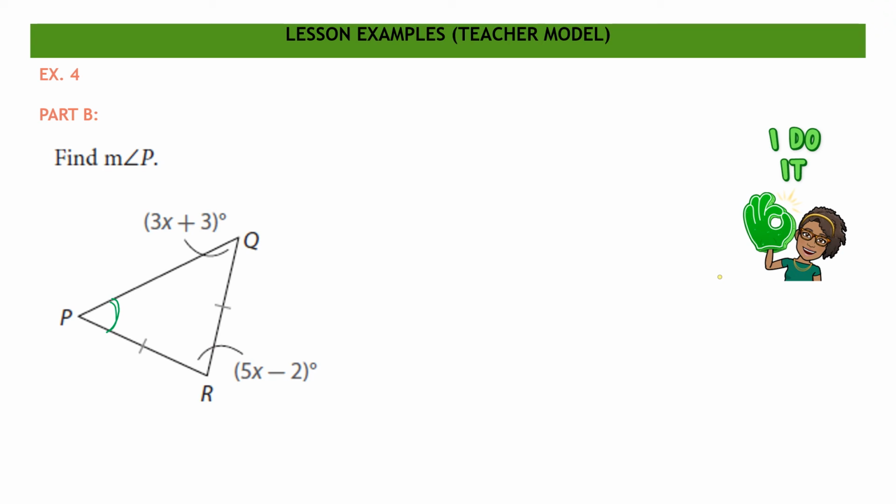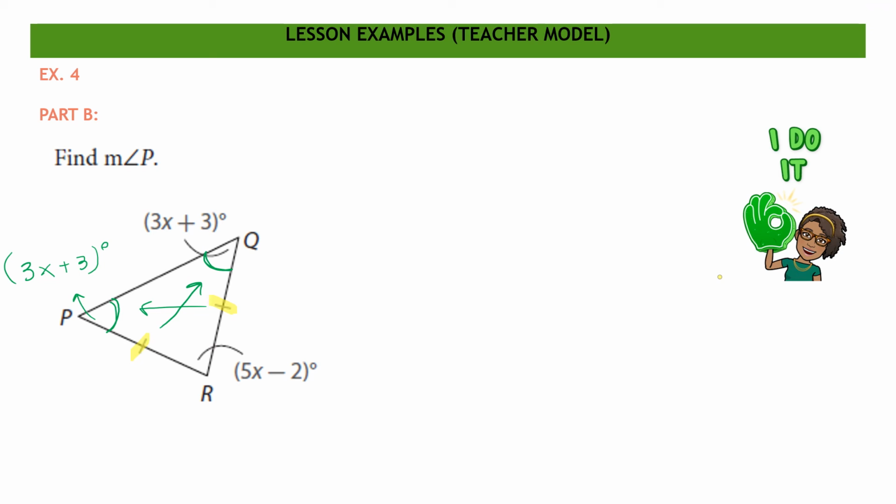I notice already that I have two congruent sides, side QR and side PR. These two sides are congruent, so that tells me that the opposite angles from these sides are also congruent. So QR is opposite of angle P, and PR is opposite of angle Q. So that means P and Q are the base angles of the isosceles triangle. So if Q is 3x plus 3, that means angle P is also 3x plus 3.